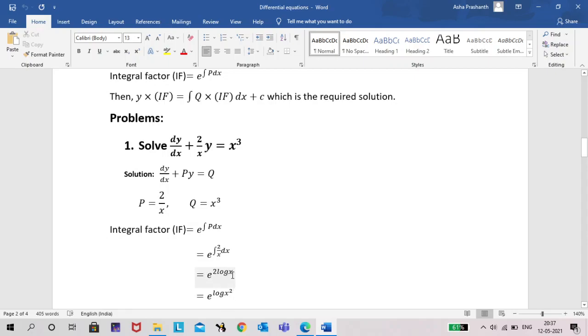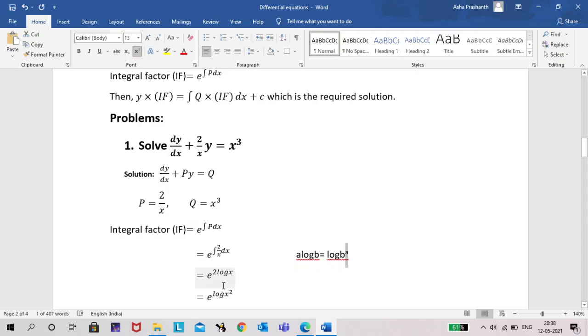This 2 log x can be written using the formula: a log b, right? A log b is equal to log of b to the power of a. This a becomes the power. So this can be written like this.